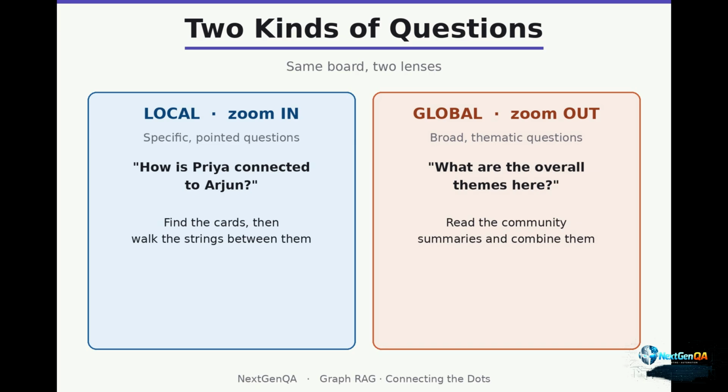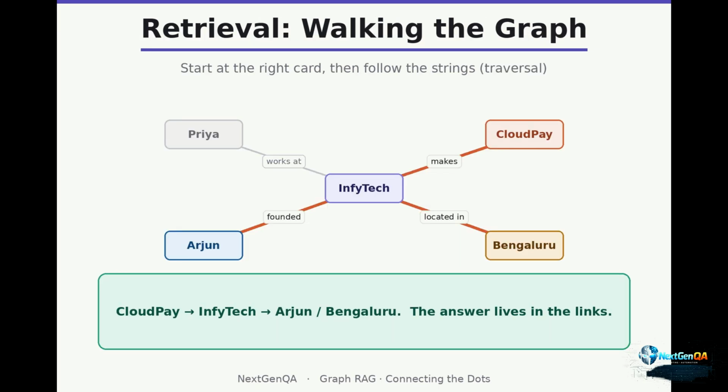Retrieval by walking the graph. In basic RAG, retrieval meant find the pages closest in meaning. In GraphRAG, retrieval means something richer. For a local question, start at the right cards, then walk the strings to gather everything connected, step by step. Read the question and spot the entities in it, the starting cards. For which city is the founder of CloudPay's company based in? The starting card is CloudPay.